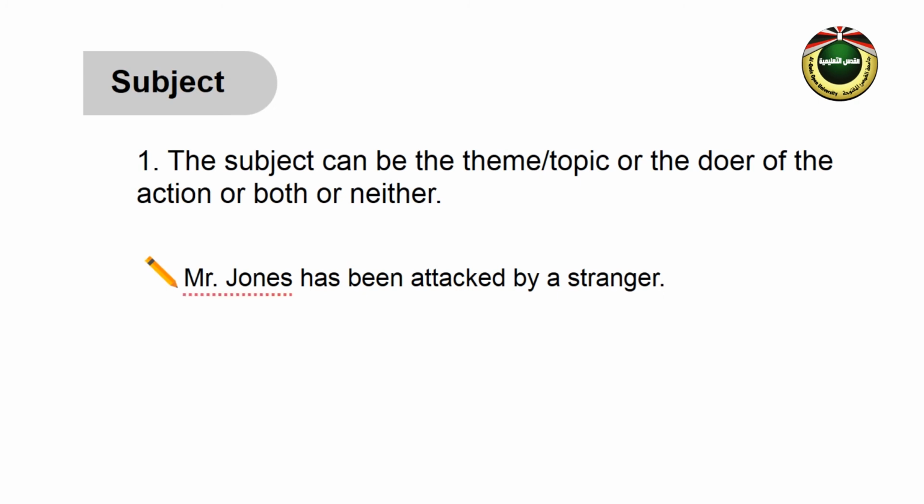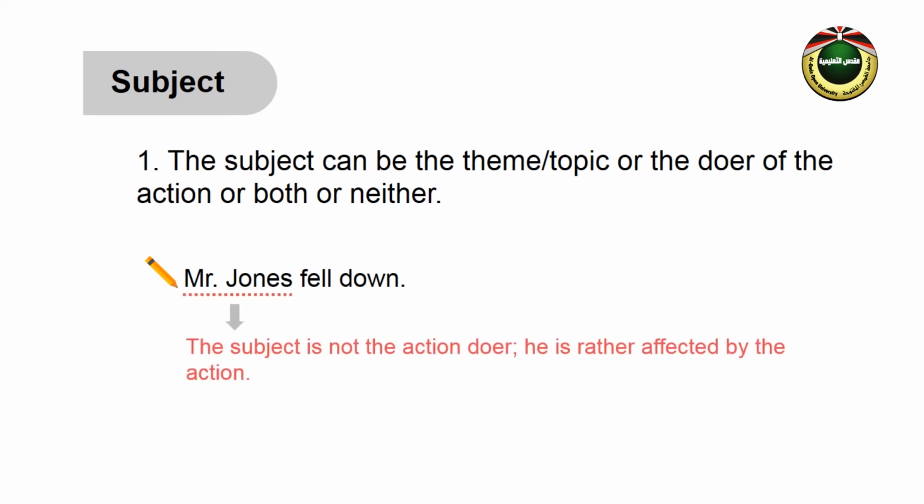Number 2, Mr. Jones has been attacked by a stranger. Here, Mr. Jones is the theme, but not the action doer. Number 3, Mr. Jones fell down. Here we have an active sentence, but the subject is not the action doer. He is rather affected by the action.